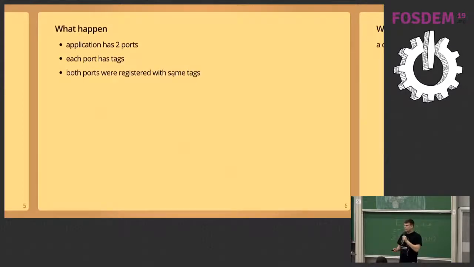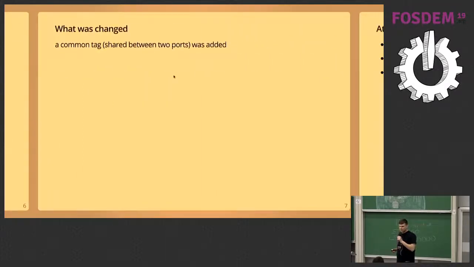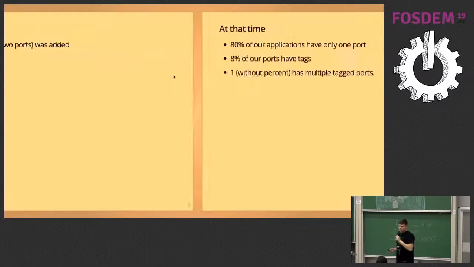So what has happened? This application has exposed 2 ports, one for admin and one for the rest of the world. Each port has tags, and both ports were registered with the same tags. Because it was tagged with the same tags, one port disappeared from Consul. So what has changed? Because this service was deployed many times a day, one tag had been appended.